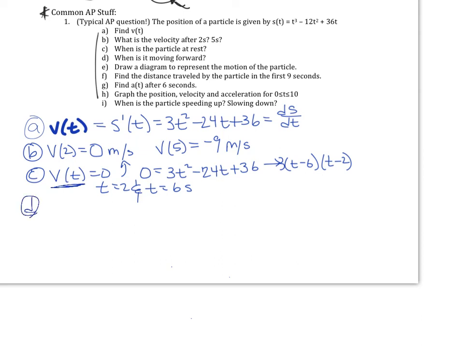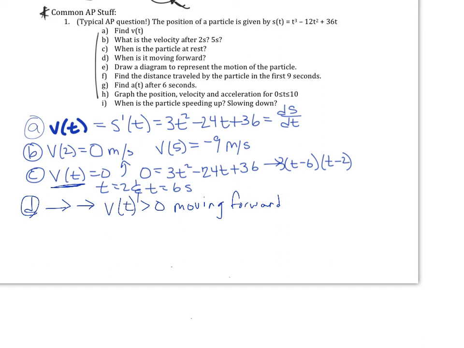On part D, it says, when is it moving forward? So we need to be moving in that direction. All right, well, how do we find out when something is moving forward? Well, it's moving forward when the velocity is positive, so I need v of t to be greater than 0. So this is moving forward. Backward would be v of t less than 0. At rest, v of t is 0. So we need to know when v of t is greater than 0.